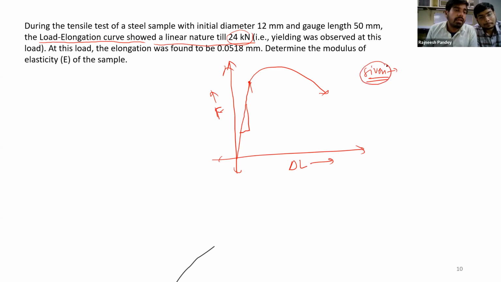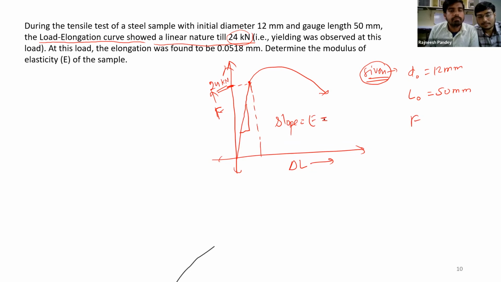The given values are the initial diameter d0 of 12 mm and gauge length L0 of 50 mm. The load corresponding to this point on the y-axis is 24 kilonewton. So we have to find the slope of this curve, and that would be equal to the elastic modulus, after converting it in terms of stress and strain.